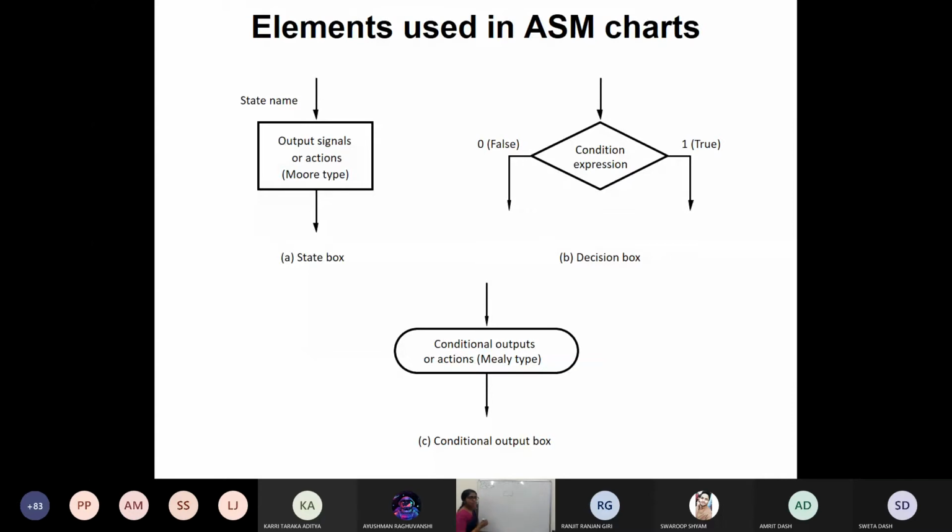This is my box. So what does this box consist of? I will have only the state name. So the state name is S0. I cannot have any output here because it is a Mealy type, so it is shown with a slash and a vacant space. Right? Now, what is happening?